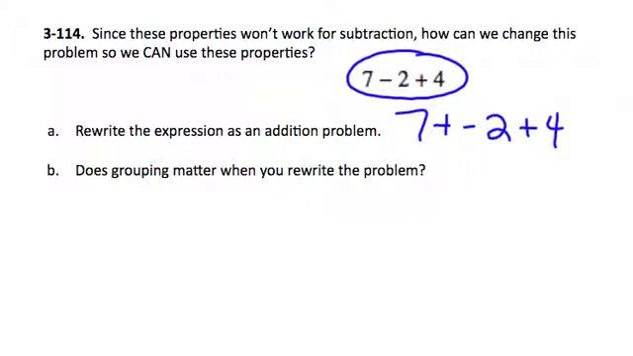Now, does grouping matter when you rewrite the problem? Can I do 7 plus negative 2 or can I do negative 2 plus 4? Grouping doesn't matter, and the order doesn't matter. So now that it's addition, I can move numbers around. I can do the operation at the end of the problem or the beginning of the problem. It doesn't really matter. So no, grouping or order, neither one is going to matter now.